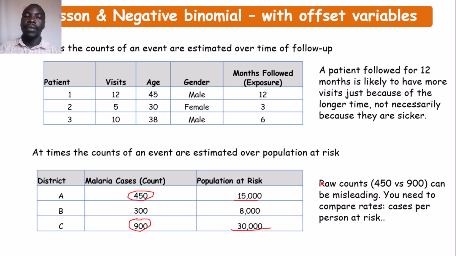So in both cases, this becomes our offset variable that we have to specify in SPSS or any analytical software, because these may influence or affect our analysis and the interpretations. So that's what we are looking at today. How do we run a Poisson and a negative binomial when we have an offset variable?